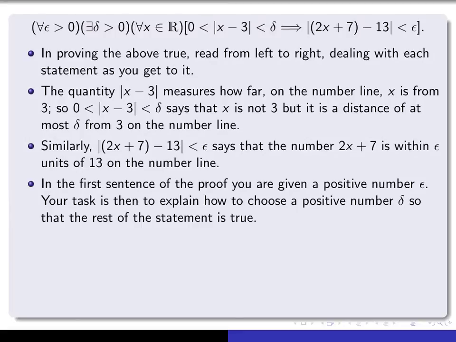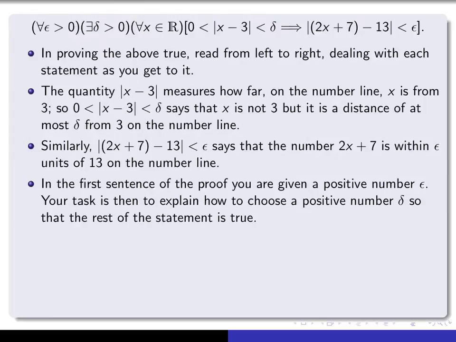So what is the first sentence of the proof? If you're reading from left to right, you would begin, as you've seen before, by saying, let epsilon be a given positive real number. Okay, then you get to this. You have to deal with this existence proof now, and we want to make it a constructive proof.